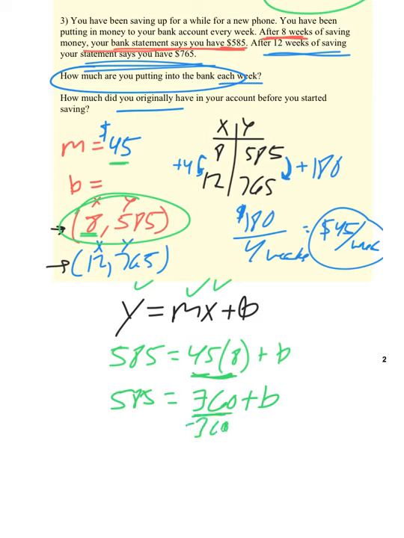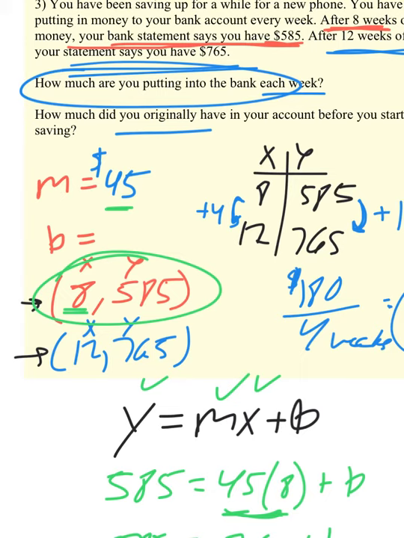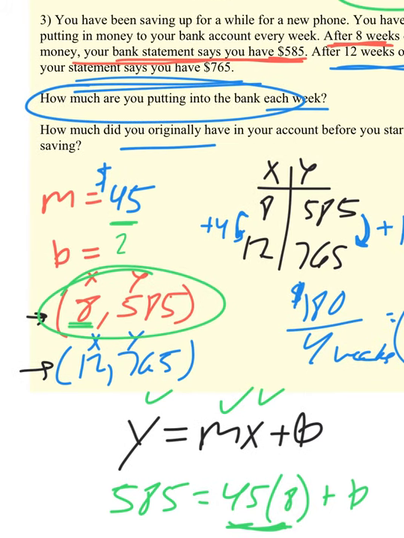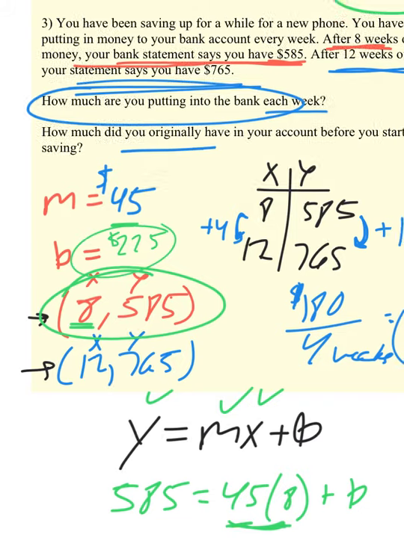So here's how much we saved over the 8 weeks. We have to subtract that from what the bank statement said we had after 8 weeks. And when we do that, we get $225. So that must be how much we started with in the account. So we're saving $45 every week, but we started with $225.